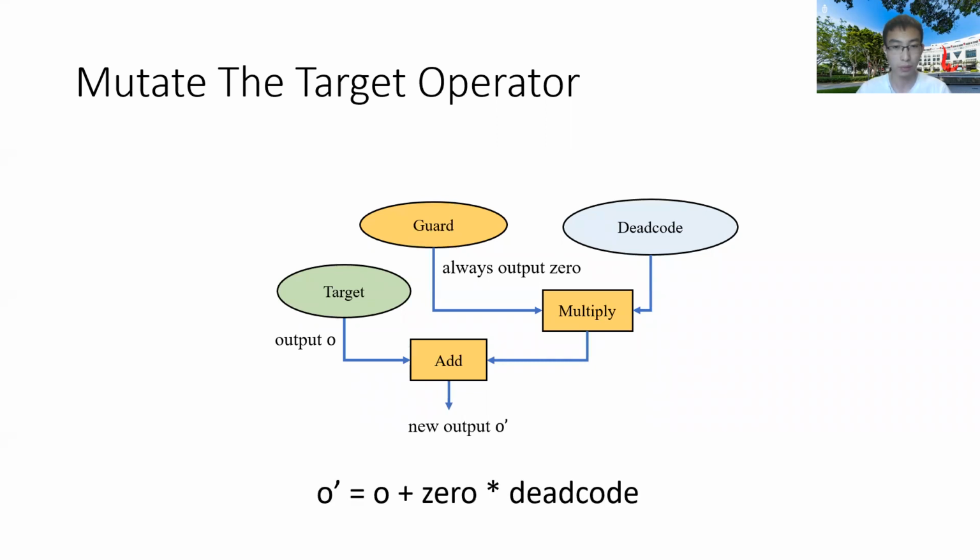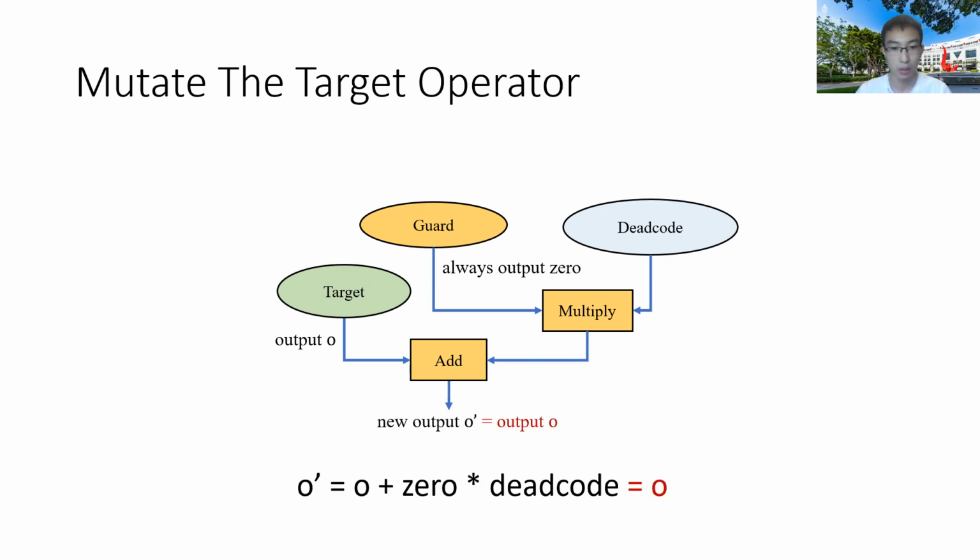We can see that what this structure computes is basically O prime, which equals O plus 0 times the output of that code. It is easy to see that O prime is equal to O, which means that after inserting this structure, the mutated model has the same output as the model before mutation.